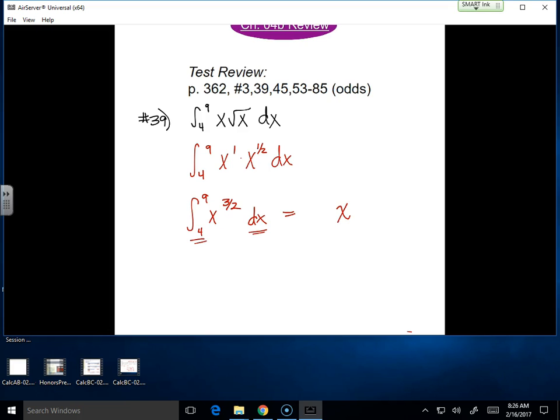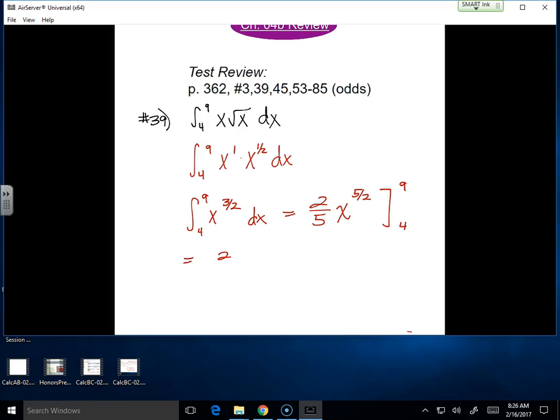Some of you watch your notation. 3/2 becomes, when we up it by 1, 5/2. We multiply by the reciprocal, 2/5. And then we write the 4 to the 9 to symbolize we still have to do f of b minus f of a. Is that okay? Now we plug and chug.